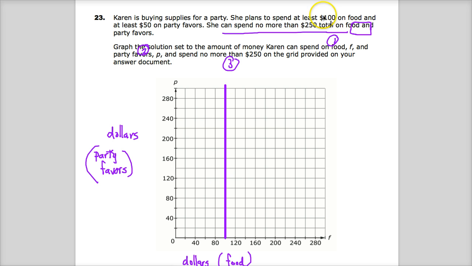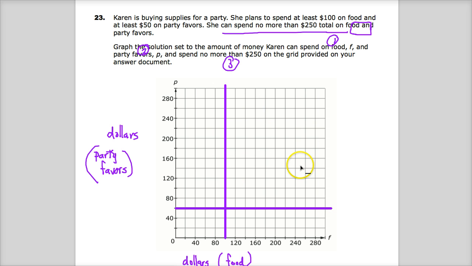That's the, at least $100. So this is the minimum amount I'm going to spend on food. These people will not be eating three cheese crackers, and that's all. It's better than $100, unless there's a ton of people coming. She also wants to spend at least $50 on party favors, so I'm going to set my lower limit there as well. So $50 is right here, so I want to draw that line.